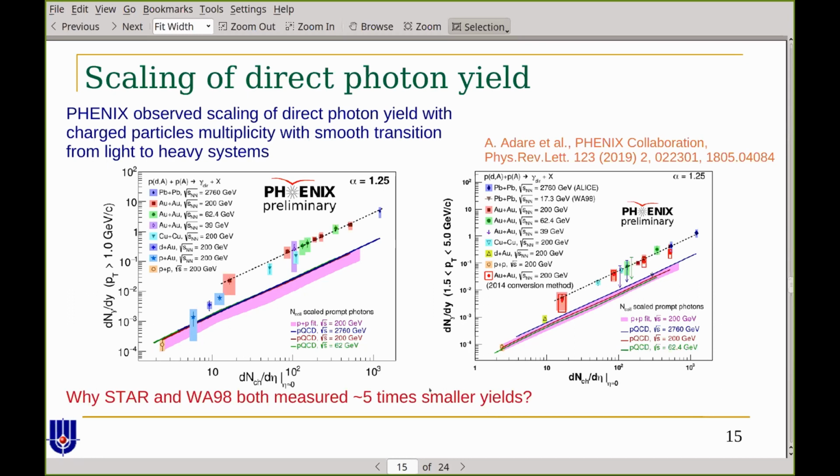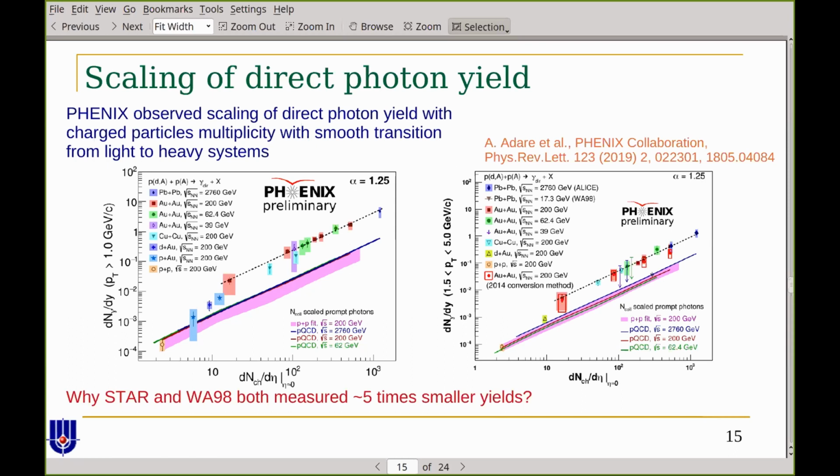And they found that if they plot all direct photon yields measured in different kinds of collisions, there is a pretty nice scaling with power parameter 1.25. And what is surprising is that even small systems like proton-nuclei, deuteron-gold and copper collisions all follow the same trend, which is very surprising.